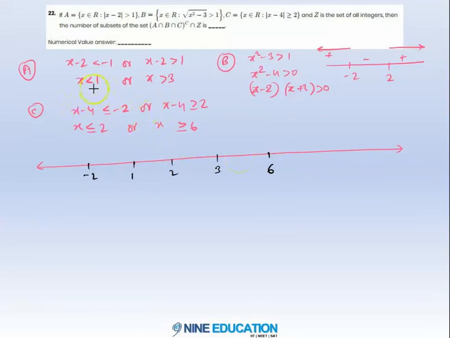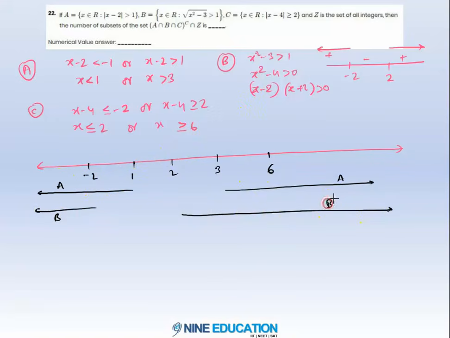So that's it. So A answer is less than 1 or greater than 3. So let me mark A also. Then B answer is less than minus 2. This is B answer, or greater than 2. This is B answer. And C answer is less than or equal to 2, or it has to be greater than or equal to 6.